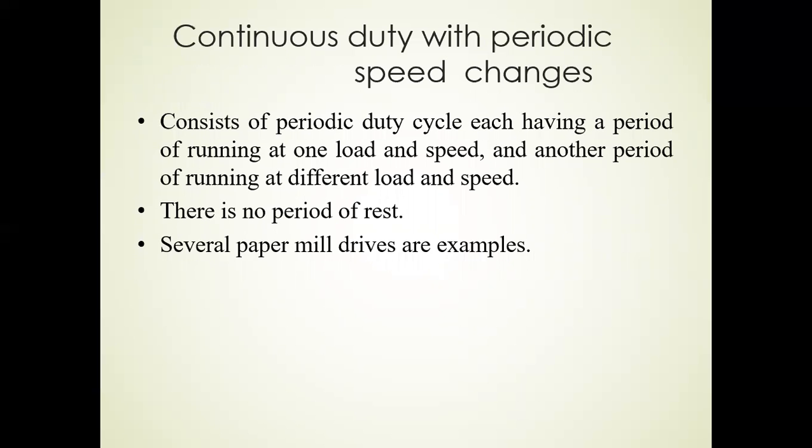So here we have periodic speed changes, that depend upon the load speed characteristics. It consists of periodic duty cycles, each having a period of running at one load and speed and another period of running at a different load and speed. So there is no period of rest. An example of this is a paper mill dryer.